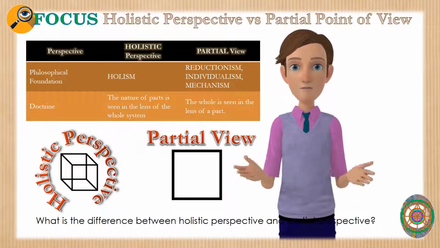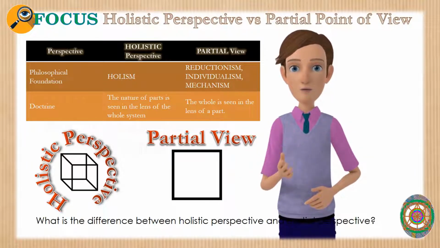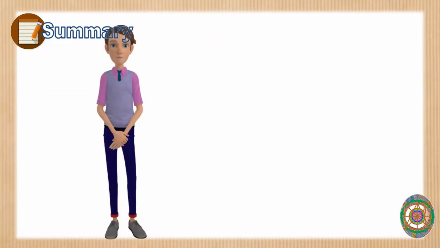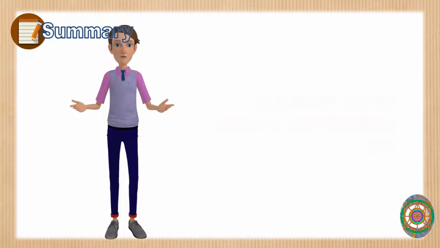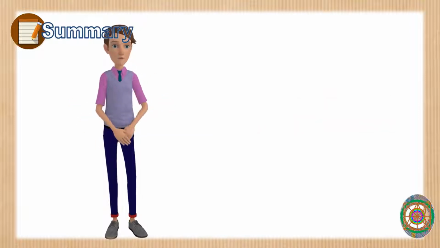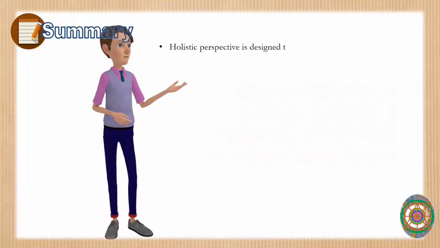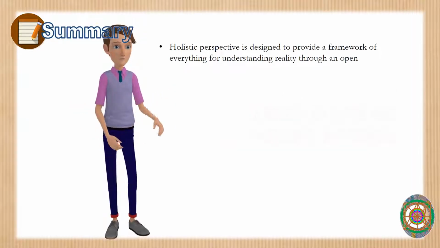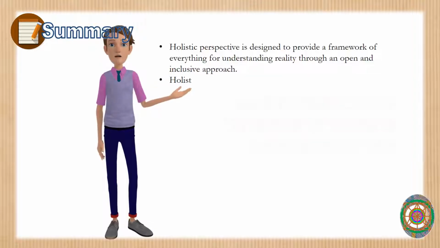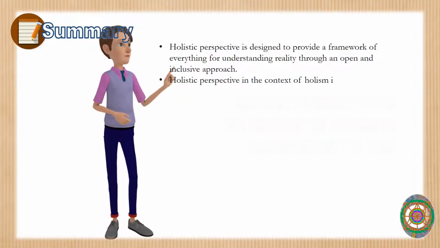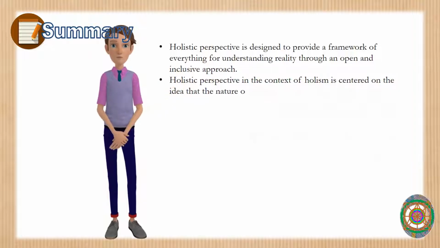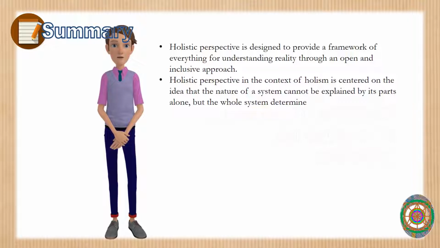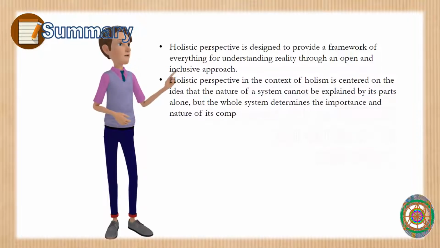To conclude, if one wanted to gain wisdom, one of the things he or she needs to have is a holistic perspective. In summary, the key points of this discussion are: holistic perspective is designed to provide a framework of everything for understanding reality through an open and inclusive approach. Holistic perspective in the context of holism is centered on the idea that the nature of a system cannot be explained by its parts alone, but the whole system determines the importance and nature of its components.